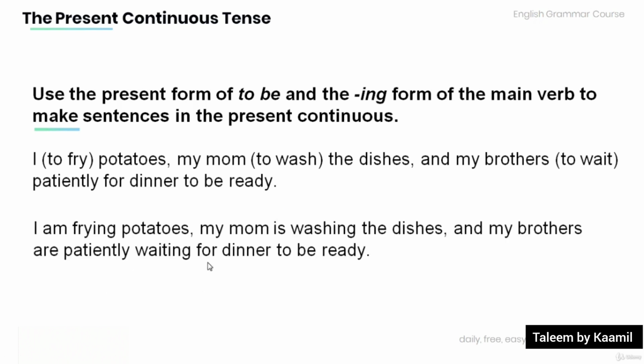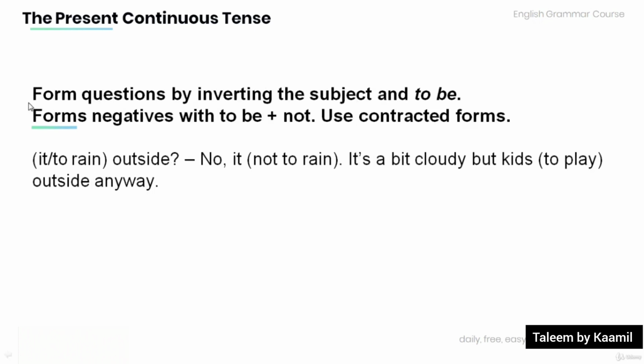I am frying potatoes, my mom is washing the dishes, and my brothers are patiently waiting for dinner to be ready. Now make sure to form questions by inverting the subject and to be, and to form negatives with to be plus not. Use contracted forms. Now read the following sentence and provide the present continuous form of the words in the bracket.